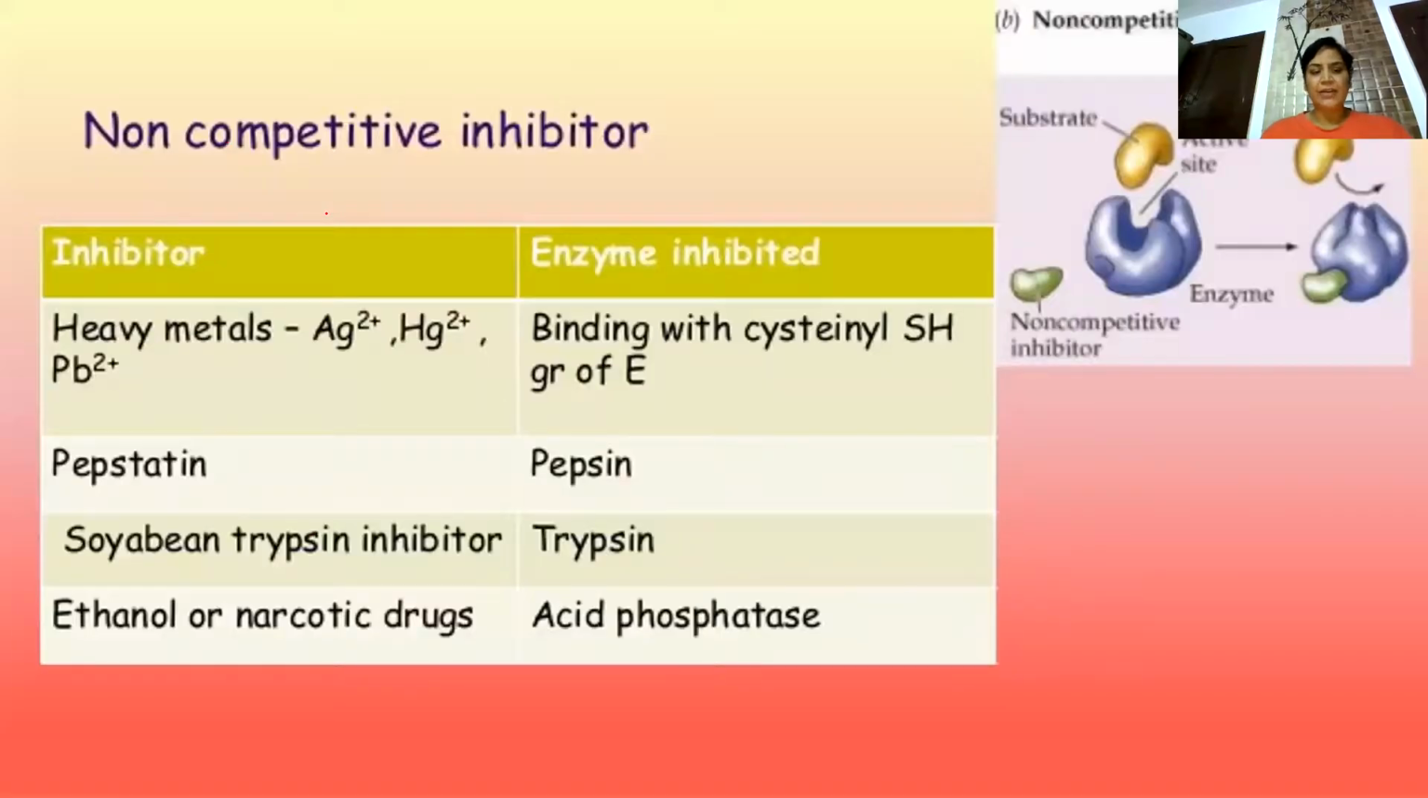And these are the different examples of non-competitive inhibition. Heavy metals bind with the cysteine group of the enzyme. Pepstatin binds with pepsin, soybean trypsin inhibitor for trypsin, and ethanol or narcotic drugs for acid phosphatase. So this is non-competitive inhibition, where there is no competition between the inhibitor and the substrate.